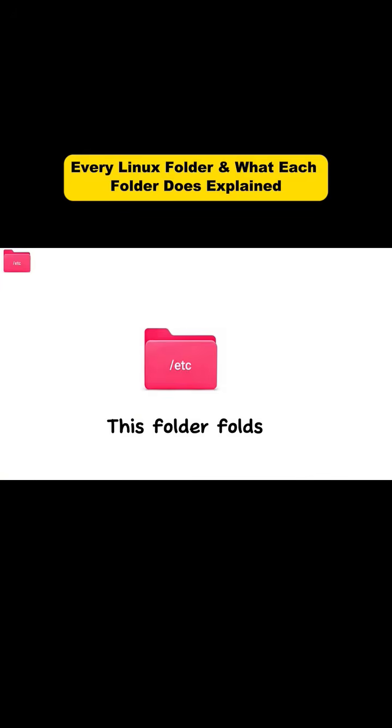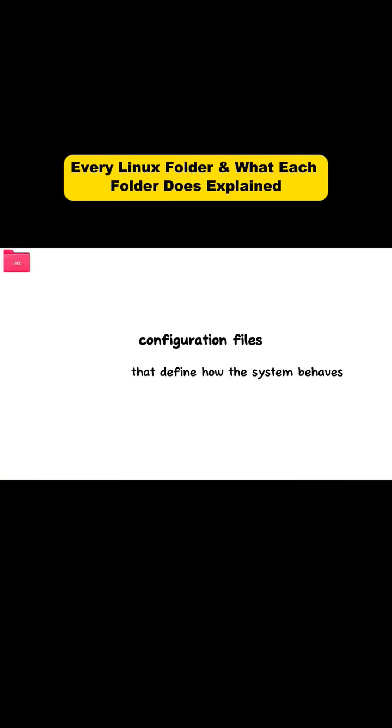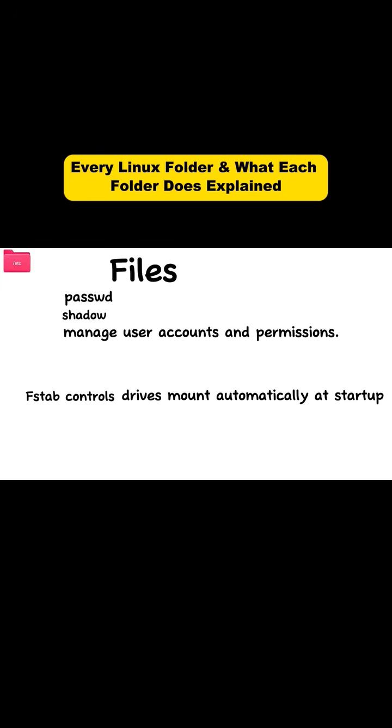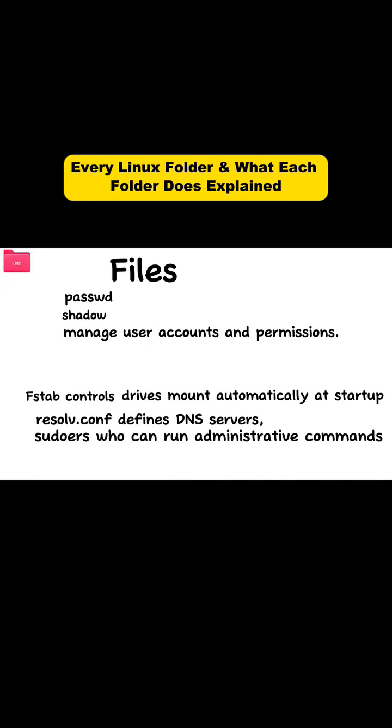Etc directory. Instead of programs, this folder holds configuration files that define how the system behaves. Files like passwd, shadow, and group manage user accounts and permissions. fstab controls which drives mount automatically at startup. resolv.conf defines DNS servers, and sudoers determines who can run administrative commands. Most Linux services place their configuration files here as well.